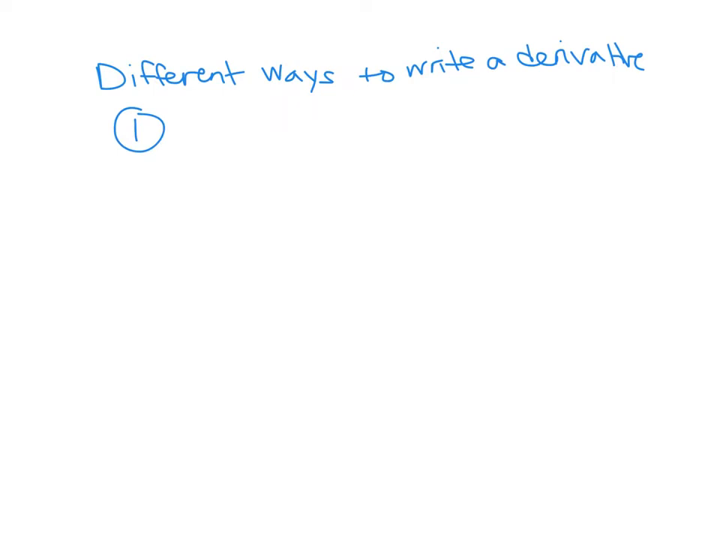So before we do an example, I just want to show you a few different ways that you're going to see derivatives written. The first one is the one that you actually saw just a few minutes ago. This one we say f prime of x. That's what that little symbol up there, it's a prime symbol.